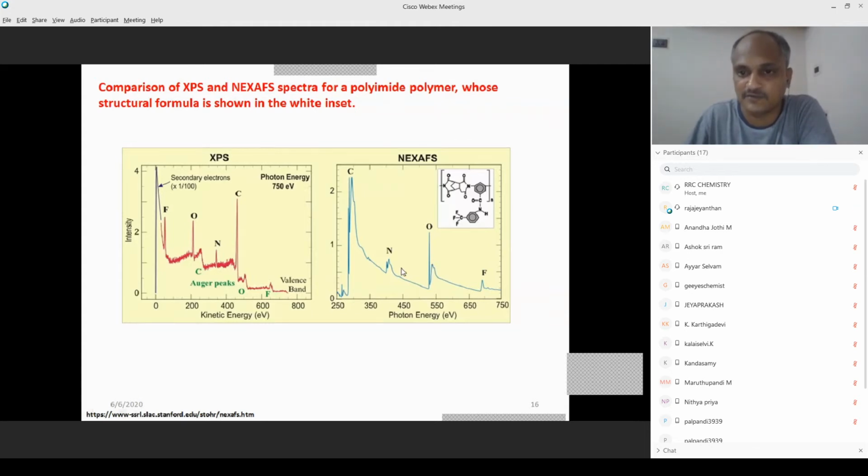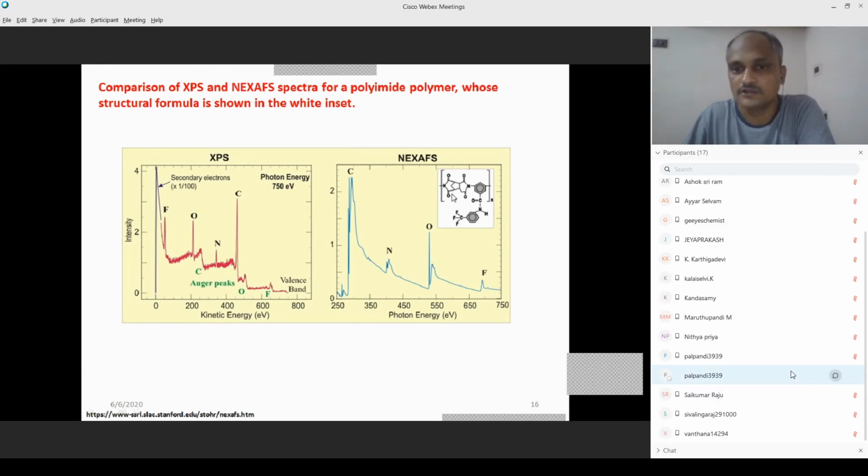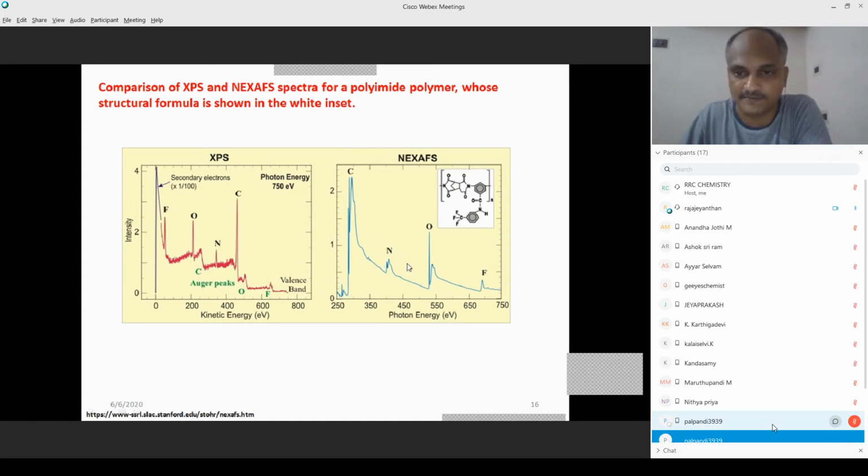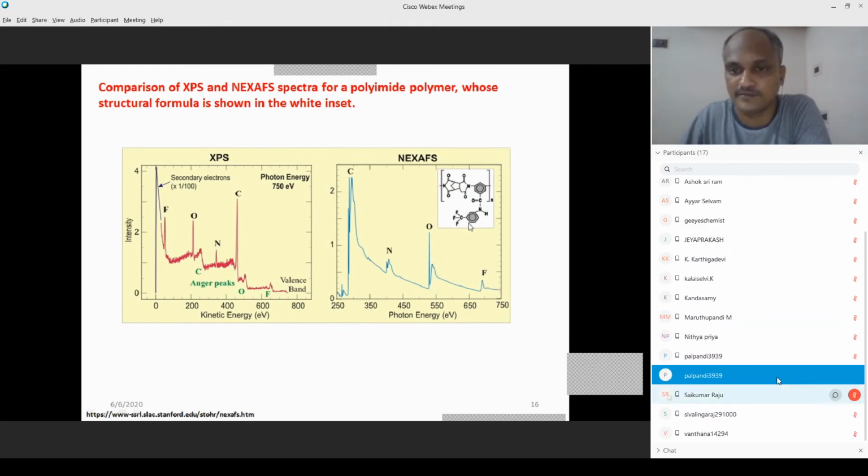For example, if you take nitrogen here, there are 3 types of bonds. This nitrogen is attached to one benzene ring. This nitrogen is attached to the same benzene ring and to a different non-aromatic ring. And this nitrogen is attached close to 2 carbons. So there are 3 different nitrogen atoms, 3 different bondings with respect to nitrogen, and you can see all 3. Similarly, for oxygen, you can see it here, and you see only one single peak for fluorine, because all the fluorine atoms are connected to the carbon atom. So this is one of the main advantages of NEXAFS spectra over XPS.